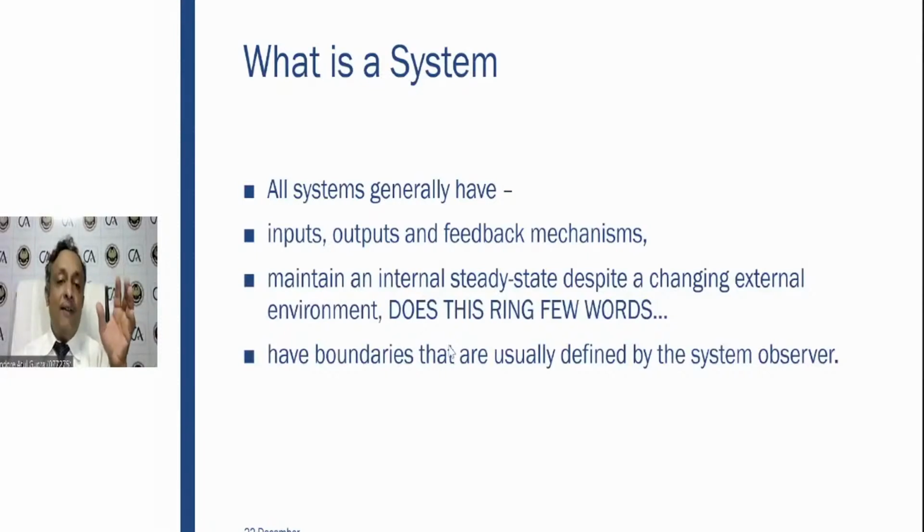Then what will systems have? Generally systems will have input, output, process, and feedback mechanisms. They maintain an internal steady state despite a changing external environment. Systems are generally not affected by the external environment because they have a boundary that keeps the internal part of the system away from the external part, with boundaries usually defined by system observers. So it has input, it has process, and it has output.